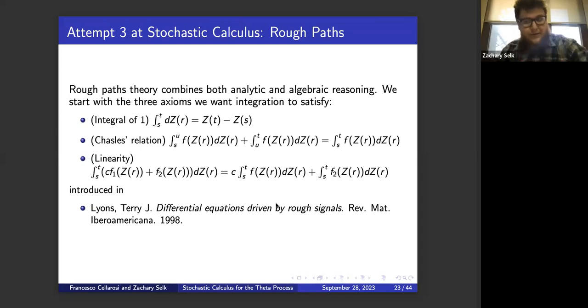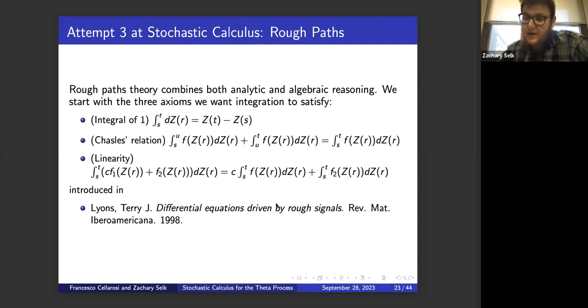So we want really three things. First of all, we want to be able to integrate 1 dz and get z of t minus z of s. We want to be able to add the endpoints, so the integral from s to u plus the integral from u to t is the integral from s to t. And of course, we want to have linearity of the integral.